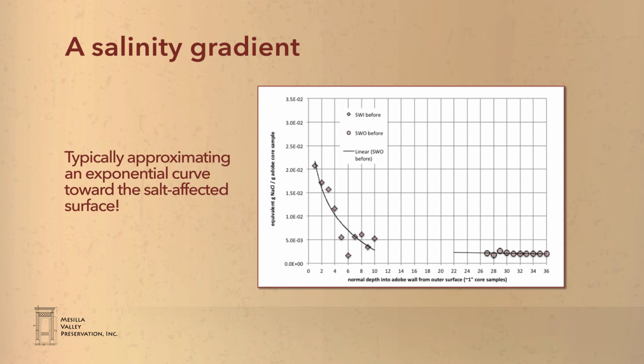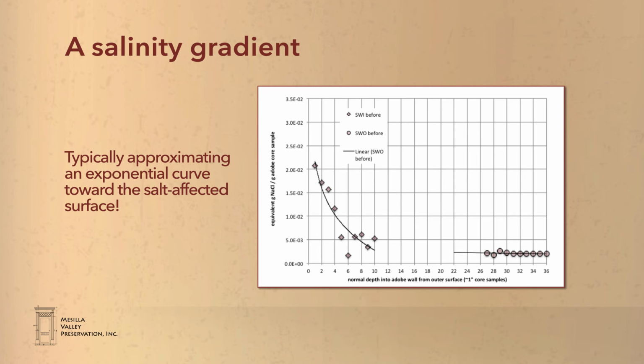After processing all of the samples from a given core sample, the result of our efforts is a salinity gradient, as shown in this slide. In this case, two roughly 10-inch core samples were drilled from either side of a 36-inch adobe wall in the Nestor Armijo house in Las Cruces, New Mexico.